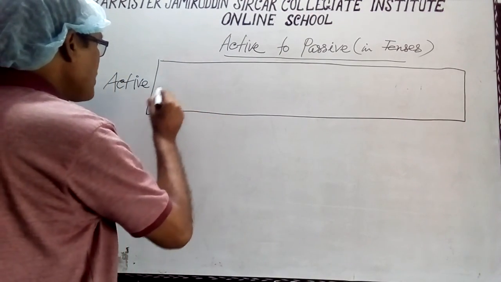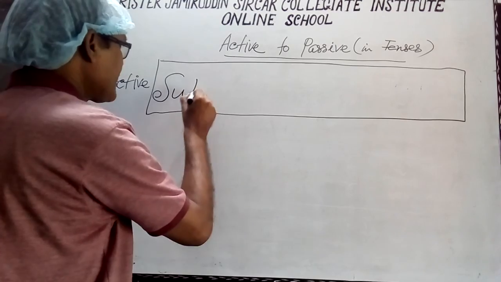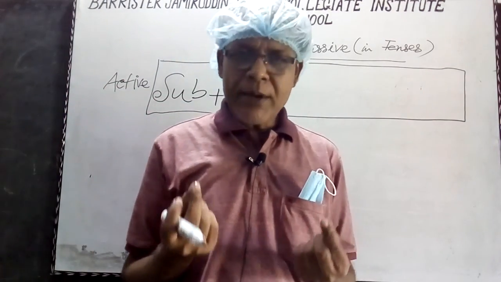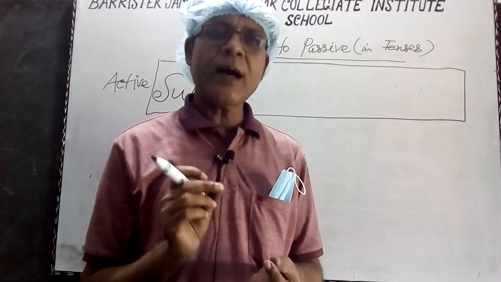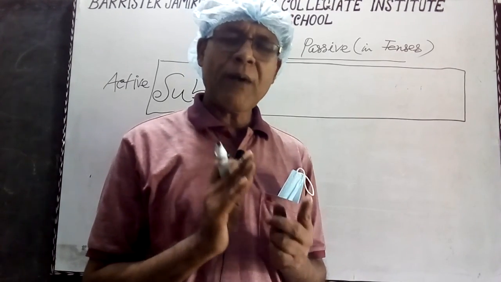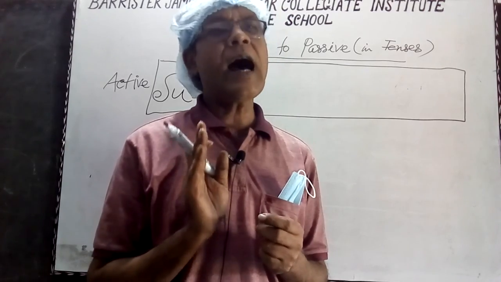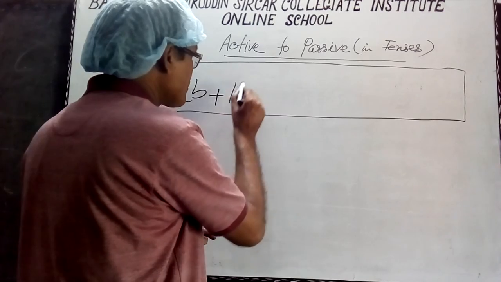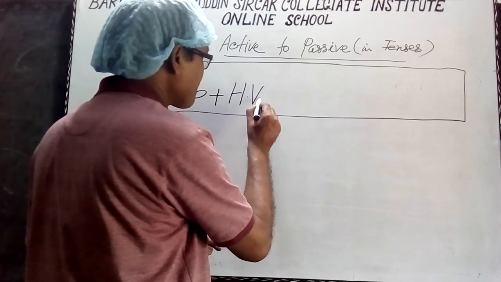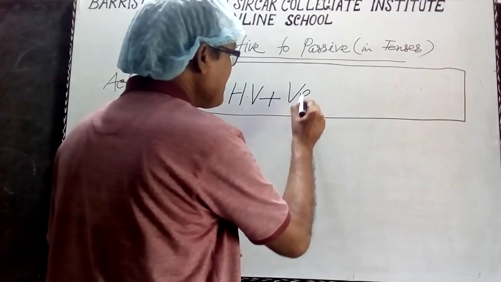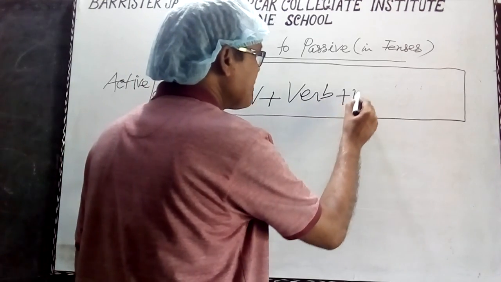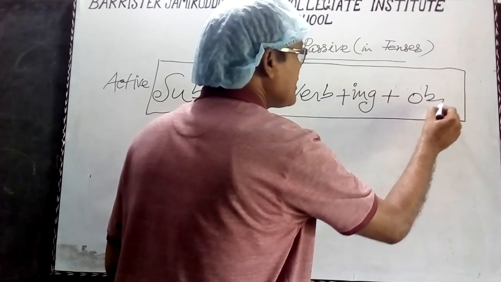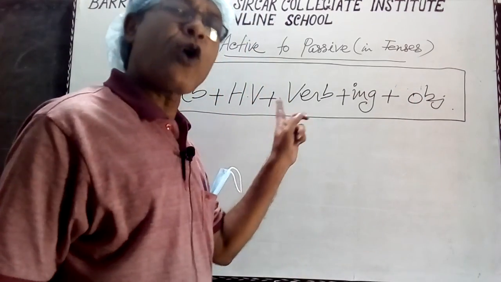The structure of continuous form: subject, then we know continuous form means some helping verb after the subject, and the verb takes ing. The verb is in the ing form. Here is some auxiliary verb, some helping verb, and the main verb takes ing, then object. This is in the continuous form.